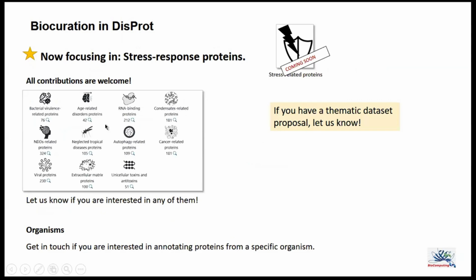Right now, as you know, we focus on different thematic data sets in this release that is due in June. We are going to be focusing on stress response proteins, okay? We are working on it. We have a list of proteins and a list of publications to add. But of course, all contributions are welcome. So if you don't particularly care for this, but you care for another data set or an organism, or you want to propose a new thematic data set, we are here for it. Let us know and we will arrange that, okay?